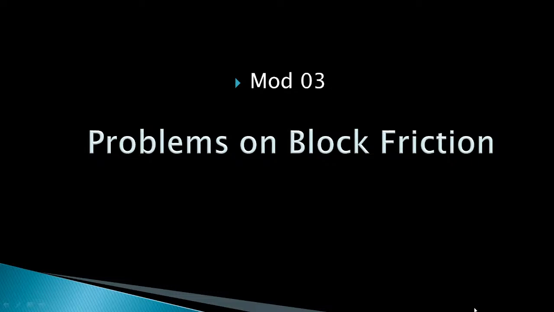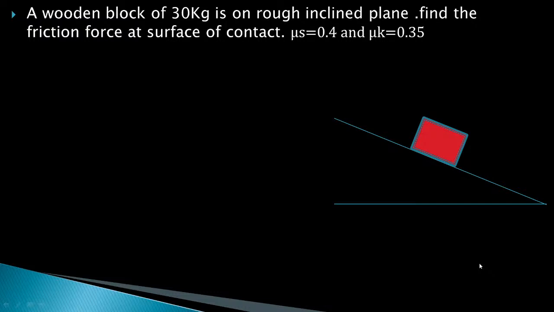Good afternoon everyone. In this session we will solve the problem on the block friction. This is one problem where a wooden block of 30 kg is resting on the rough inclined plane, and we have to find the friction force at the surface of contact. Two coefficients are given: the static friction is 0.4 and the kinetic friction is 0.35.